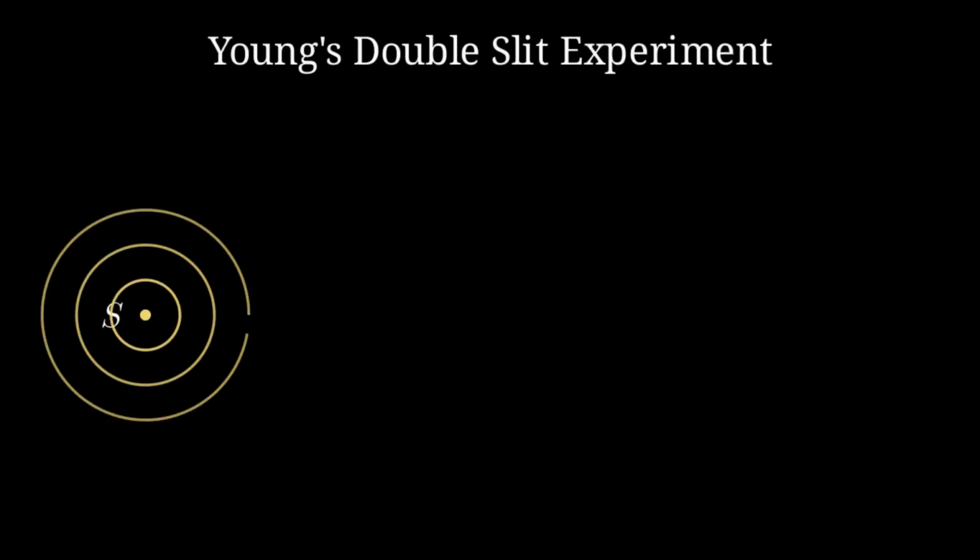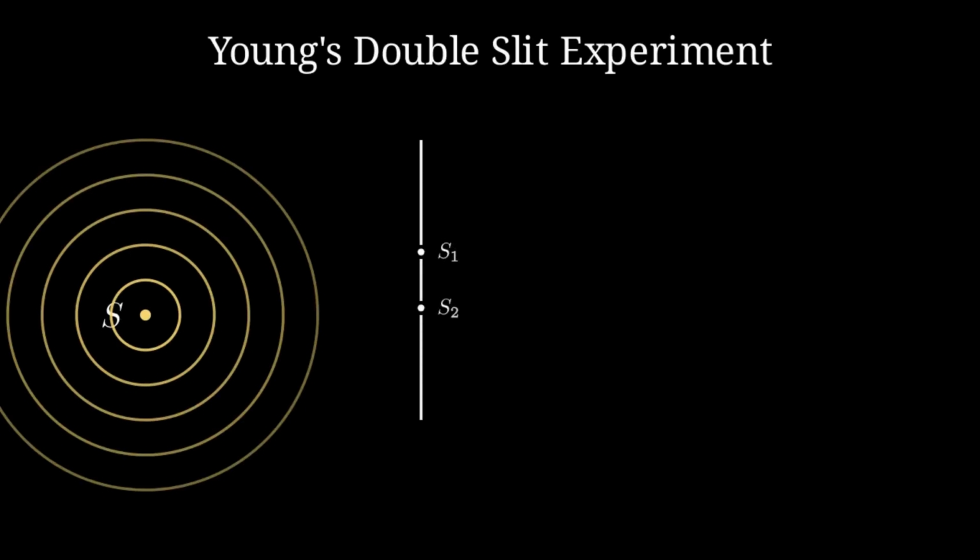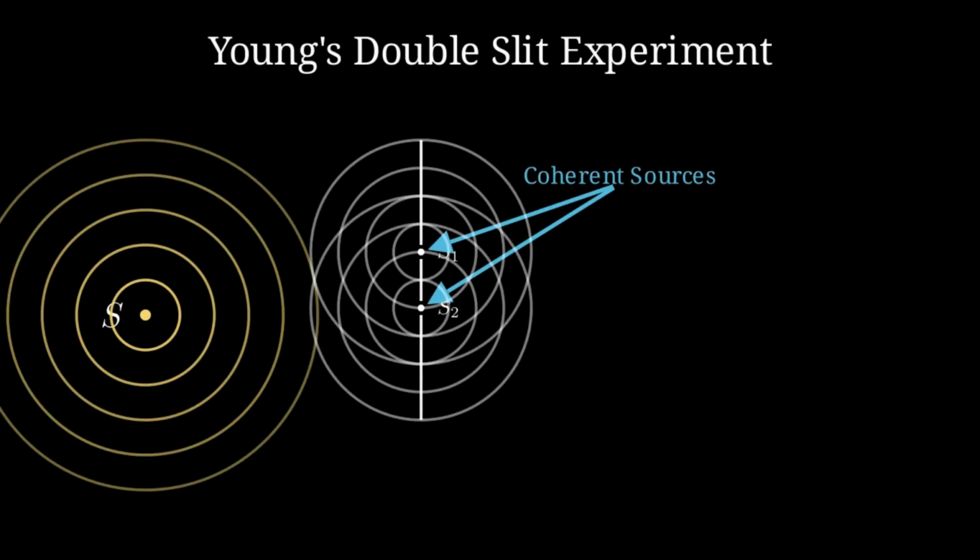In this lesson, we will explore Young's double slit experiment. When a single light source passes through two narrow slits, S1 and S2, they act as coherent sources, emitting light waves that overlap and interfere with each other.